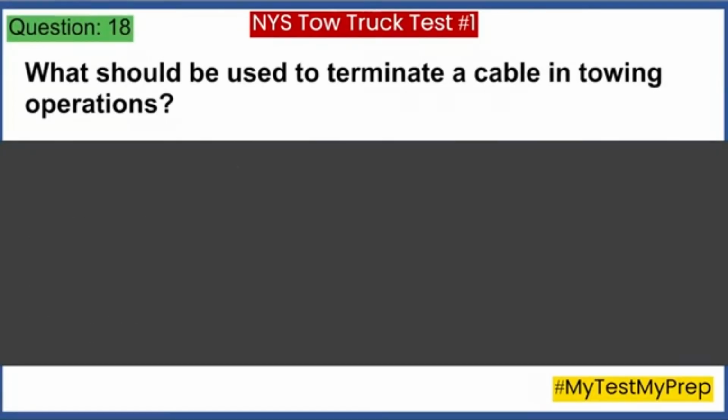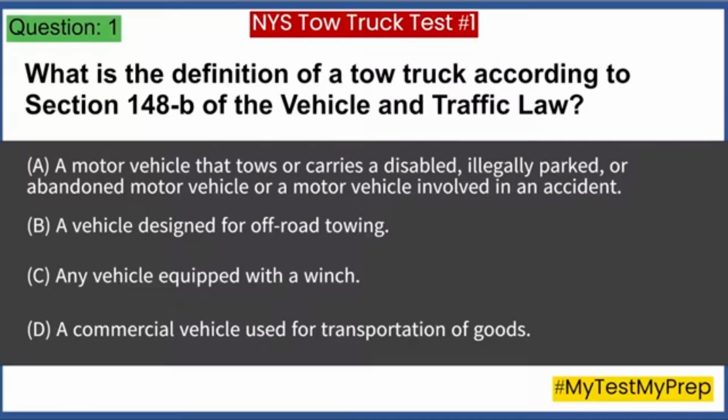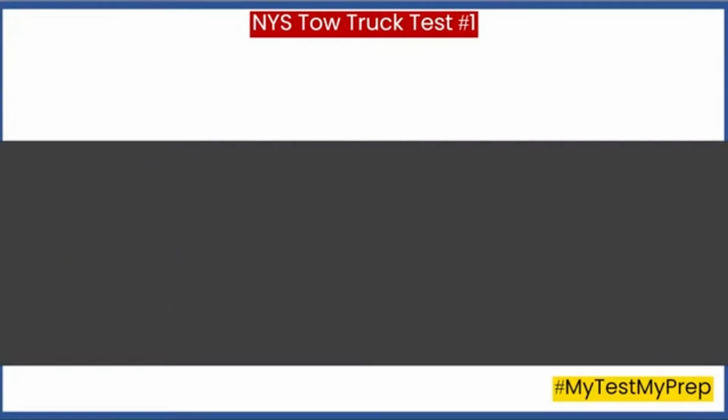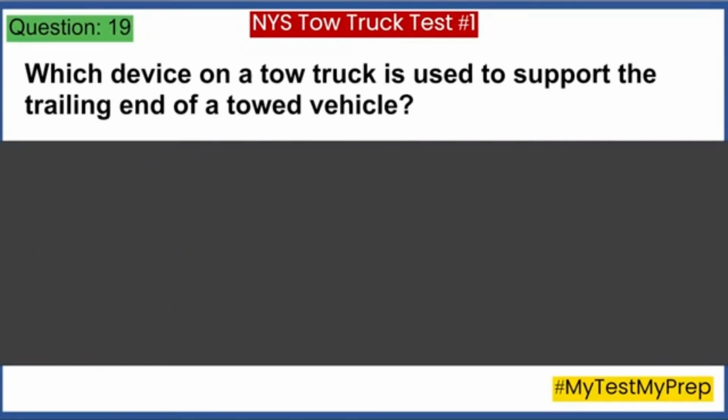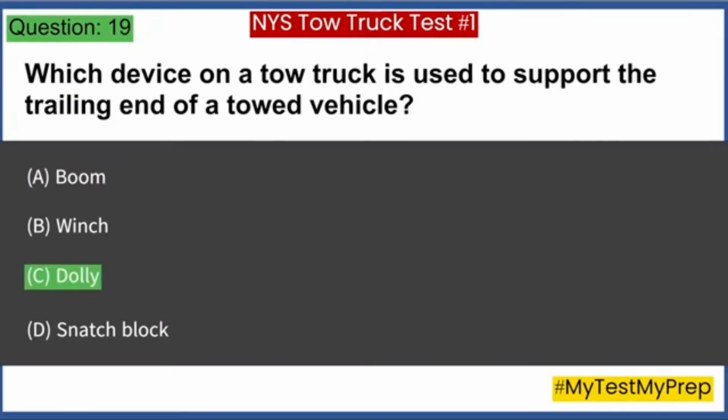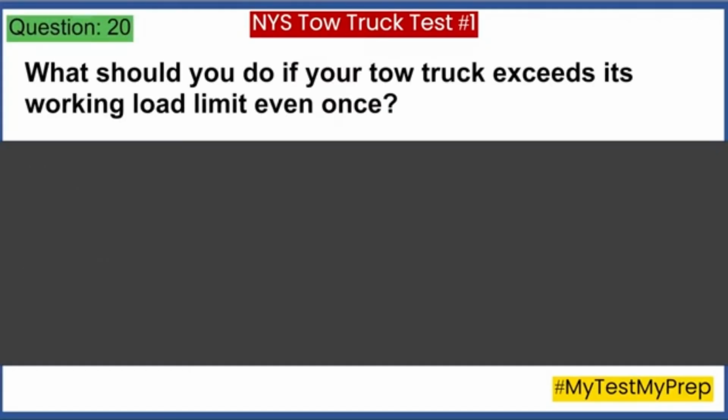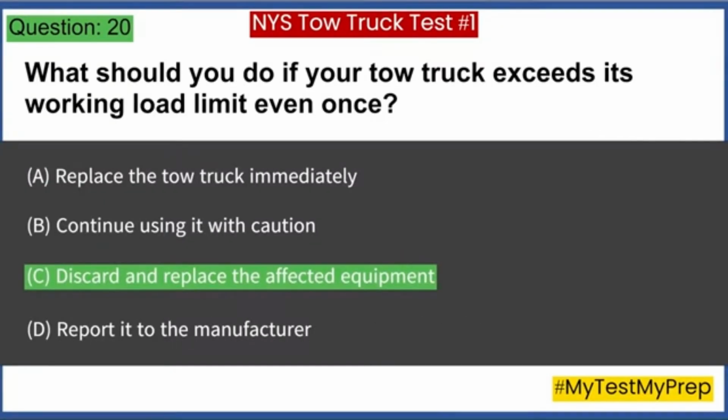What should be used to terminate a cable in towing operations? Answer: Swage end. Which device on a tow truck is used to support the trailing end of a towed vehicle? Answer: Dolly. What should you do if your tow truck exceeds its working load limit even once? Answer: Discard and replace the affected equipment.